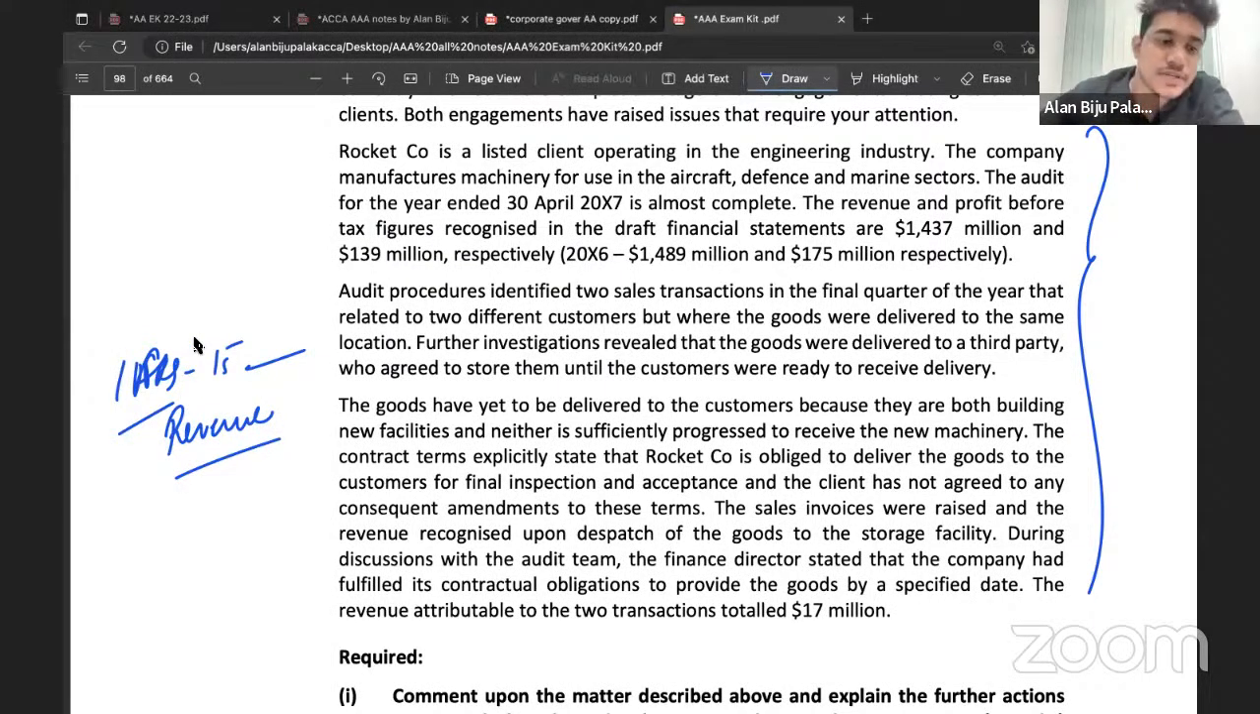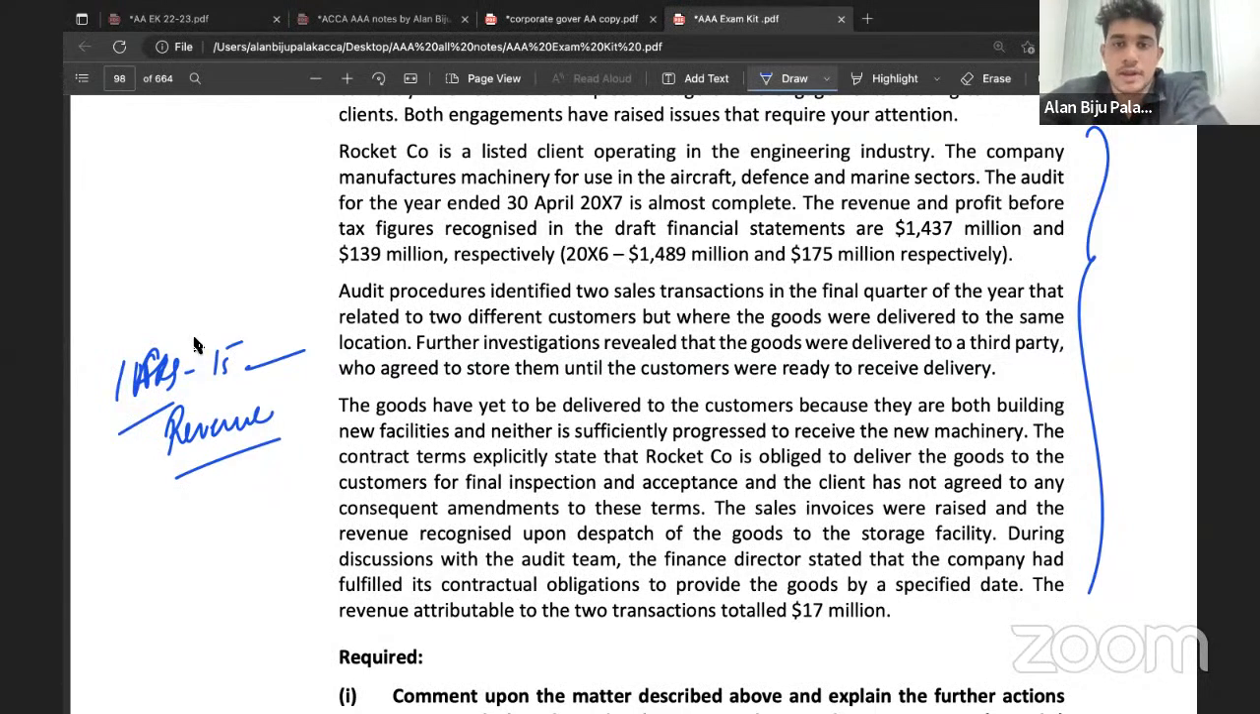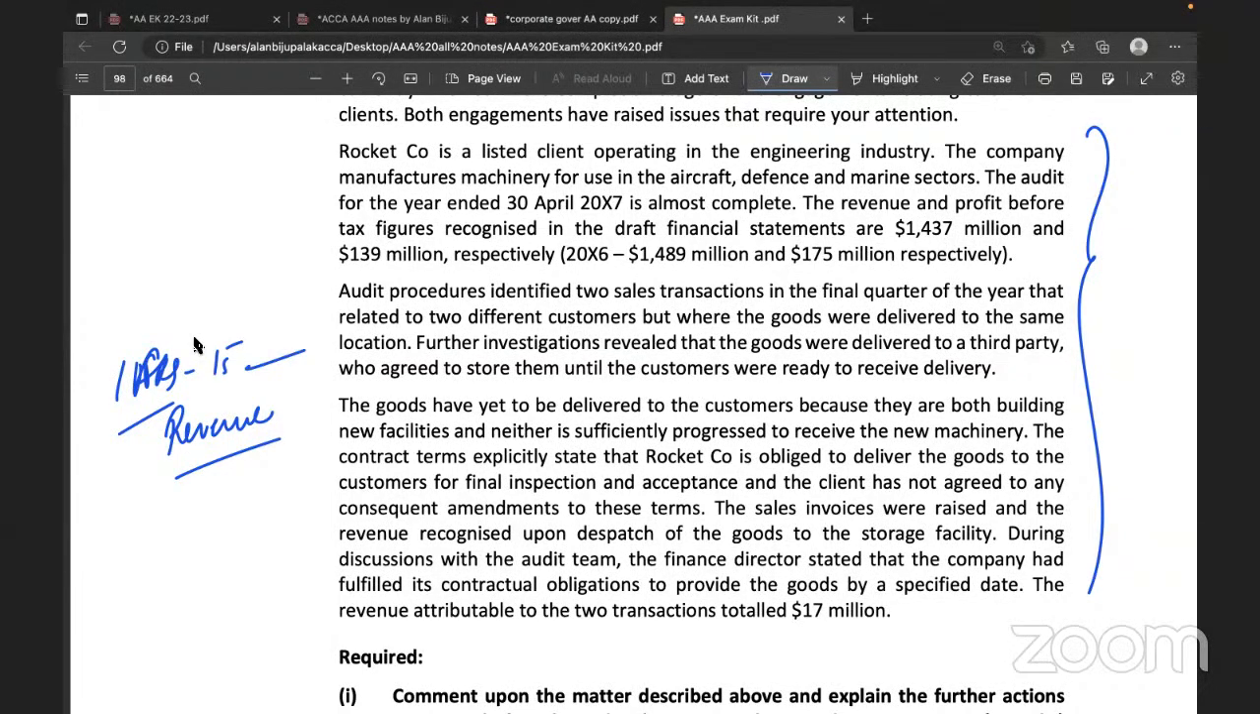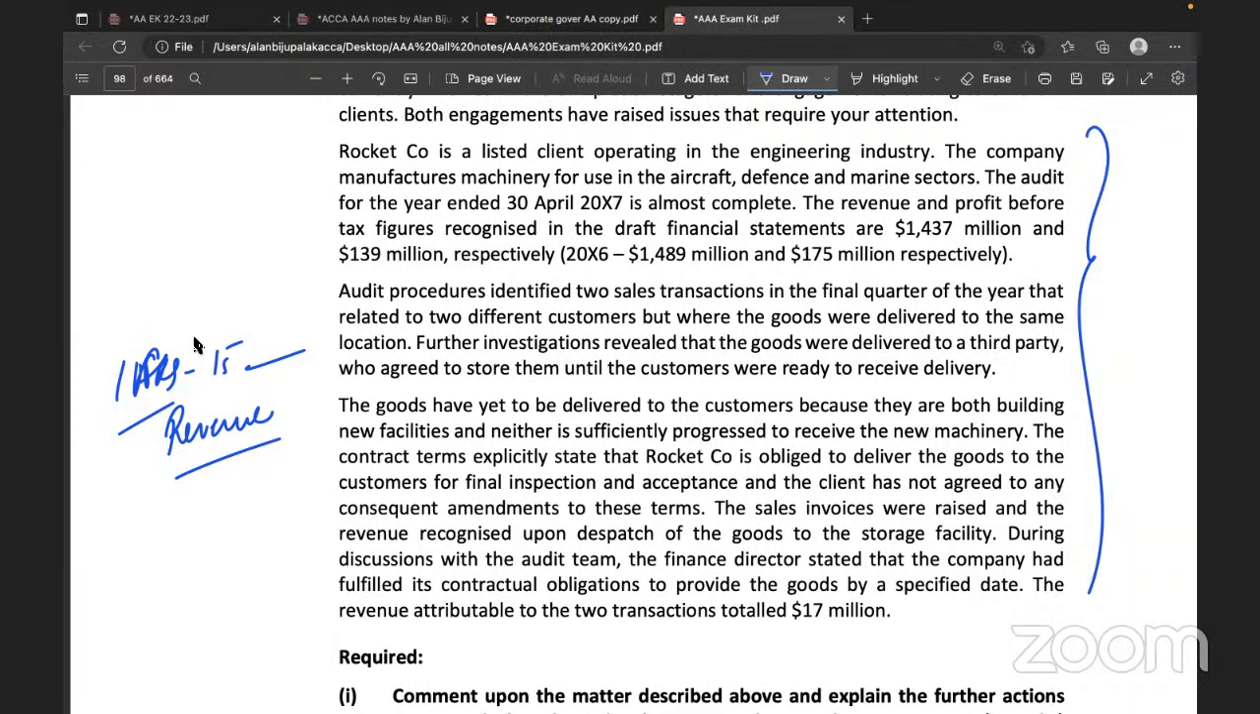And in accordance with IFRS 15 revenue, when do we need to recognize revenue in relation to a performance obligation? Only when the performance obligation in relation to a contract is satisfied, right? So have they actually satisfied the performance obligation in relation to the contract? No. However, they have recognized the amount as revenue. So what will be the impact on the company's financial statements? Overstated revenue, and deferred income will be understated. Exactly. That is what happened.